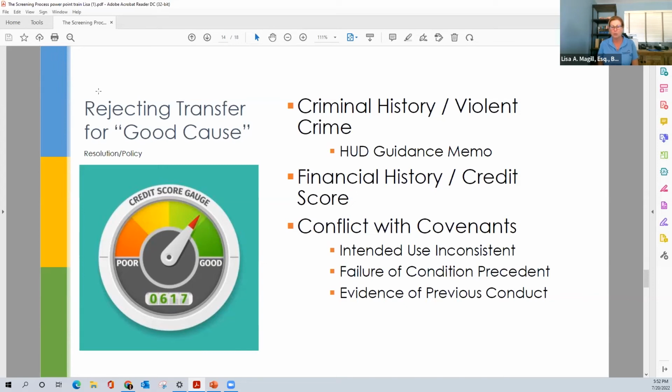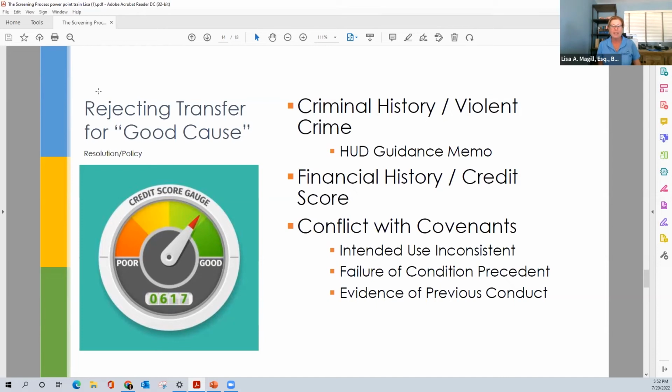Are the actual crimes themselves something that could impair your community association operations or your residents, particularly if you have elderly residents and there was certain types of fraud that was committed, and of course violent crime or other types of crime that could jeopardize the health and safety of your residents? Those are always going to be considerations you can take into account, so long as your documents allow you to reject for good cause. Financial history, credit score.